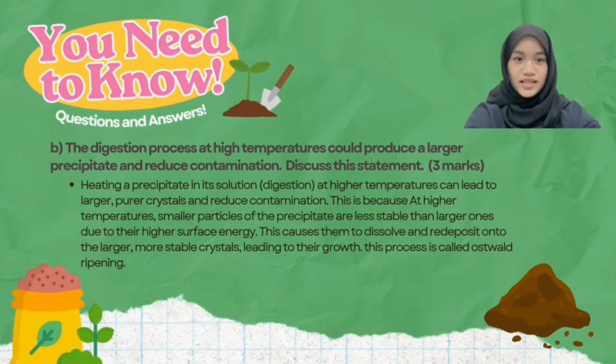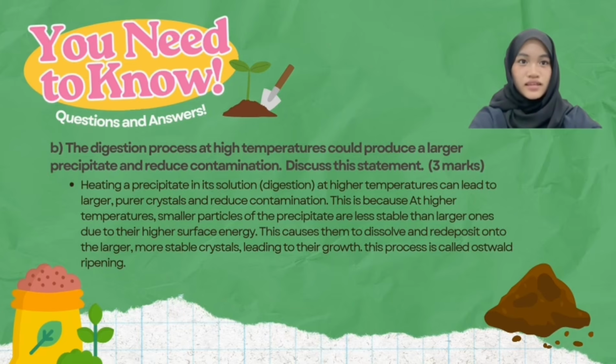Next, the digestion process at high temperature could produce a larger precipitate and reduce contamination. Discuss this statement. Heating a precipitate in its solution at high temperature can lead to larger pure crystals and reduce contamination. This is because at higher temperatures, smaller particles of the precipitate are less stable than larger ones due to their higher surface energy. This causes them to dissolve and redeposit onto the larger, more stable crystals, leading to their growth. This is the process called Ostwald ripening.